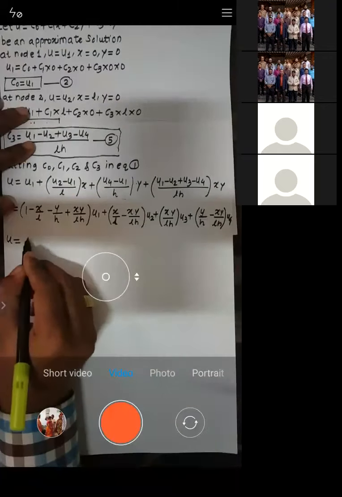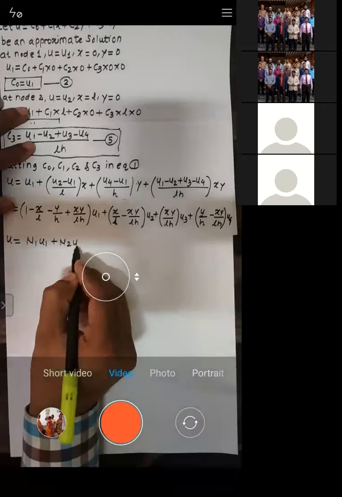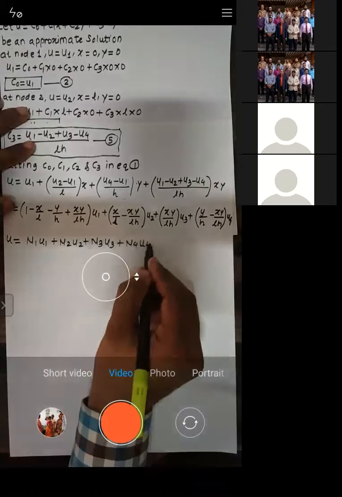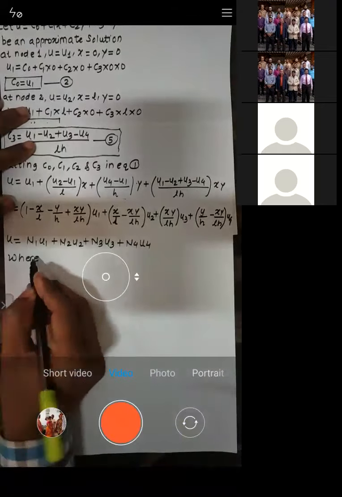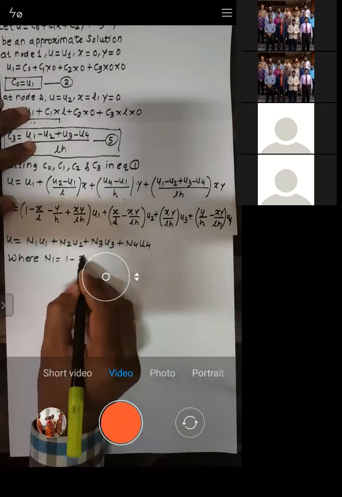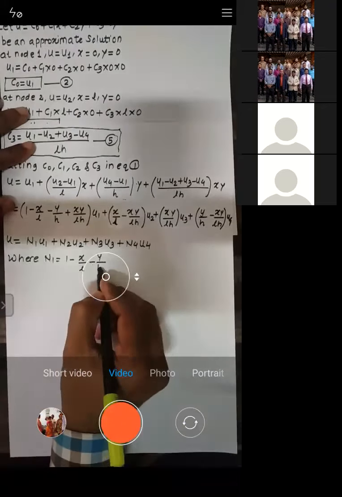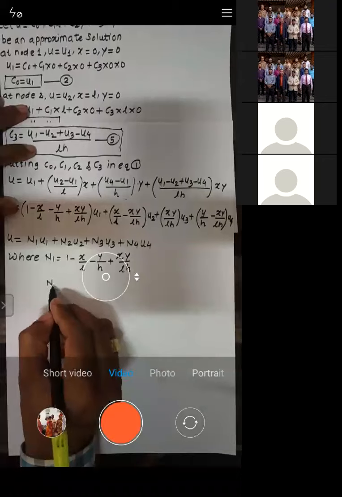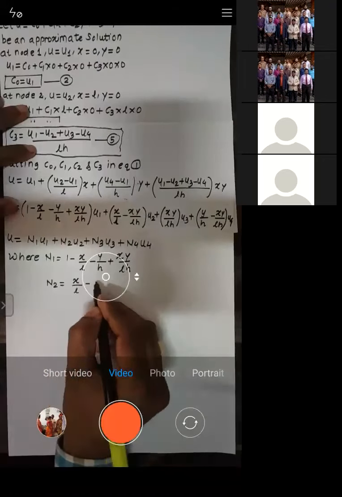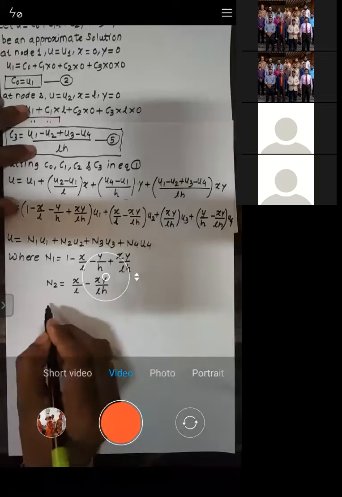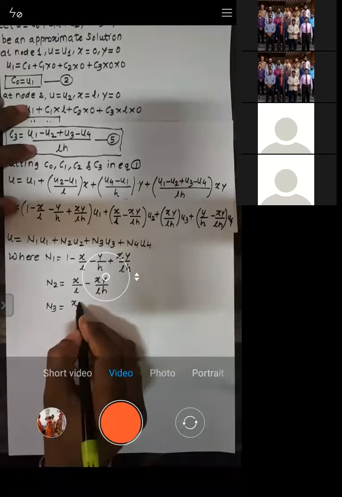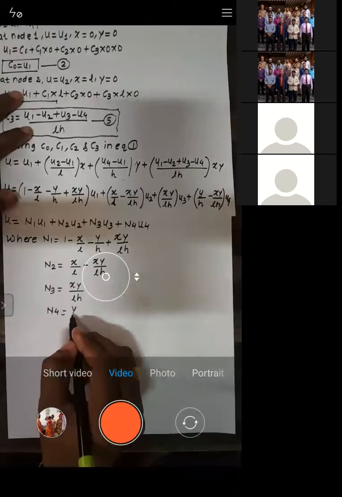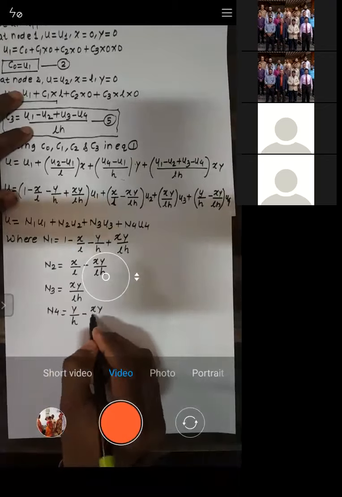So we'll call this N1 U1 plus N2 U2 plus N3 U3 plus N4 U4, right? Where the value of N1 is 1 minus X by L minus Y by H plus XY by LH. Similarly, N2 is X by L minus XY by LH. N3 is XY by LH. And N4 is Y by H minus XY by LH, right?